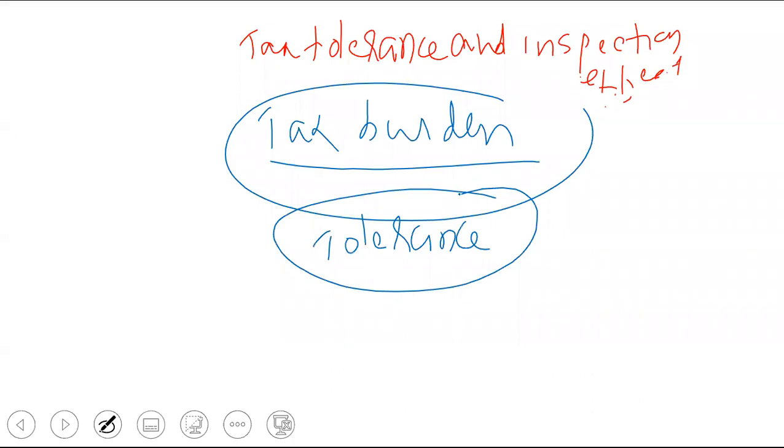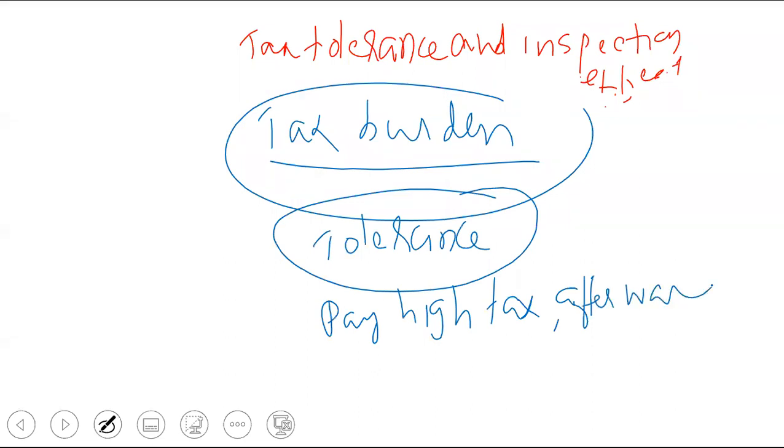Take down. People are ready to pay high tax after the war. This is known as tax tolerance.